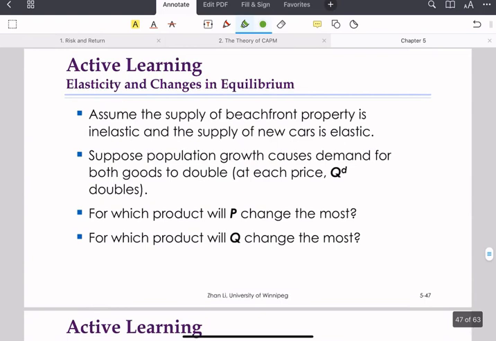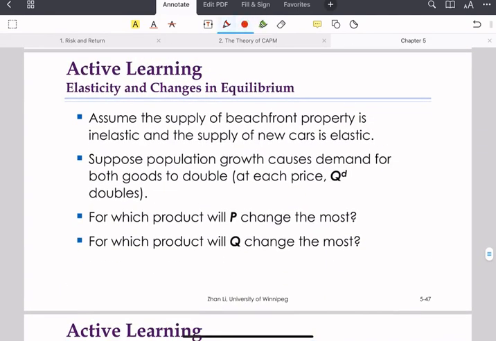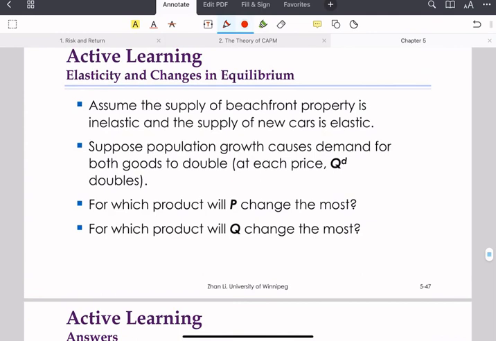Okay, let's see this question here. Assume the supply of beachfront property is inelastic and the supply of new cars is elastic. Suppose population growth causes demand for both goods to double. For which product will P change the most? For which product will Q change the most? Okay, now let's see how we could solve this. So we have two markets. The first is the market for beachfront property, and the second is the market for cars.